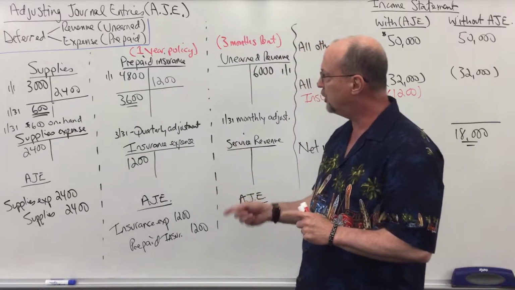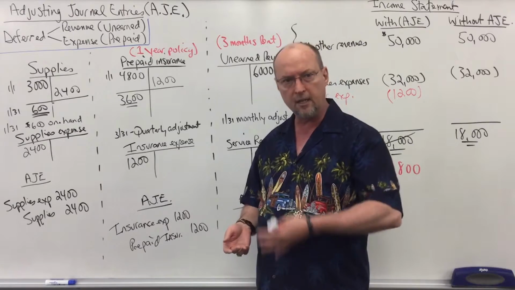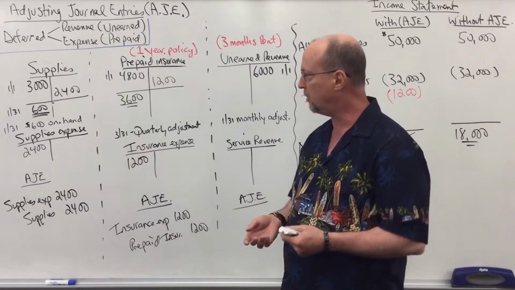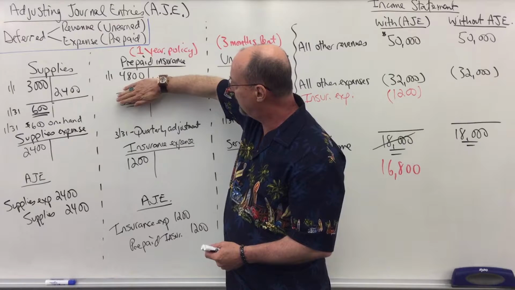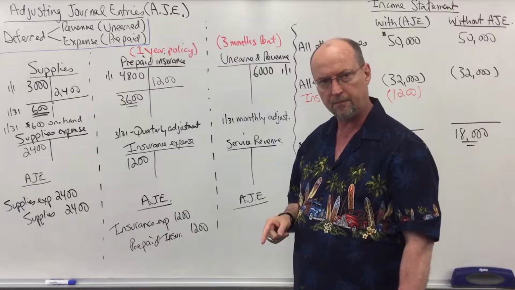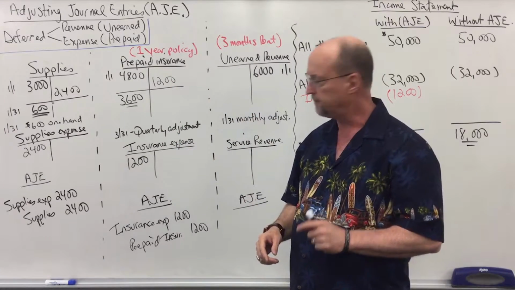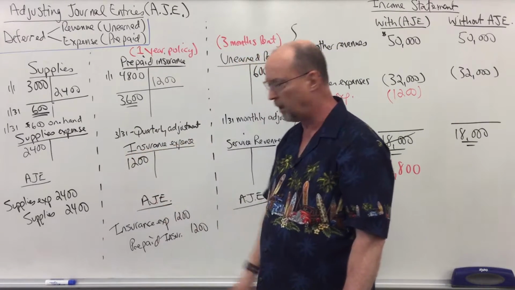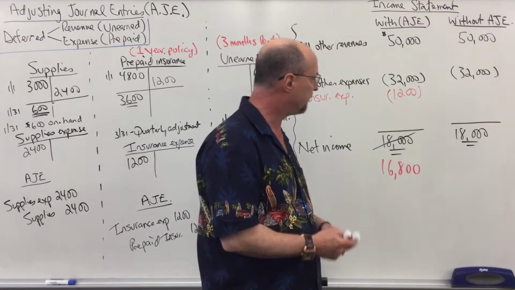If I did not adjust prepaid insurance, because remember, what happens when an insurance policy expires? You renew it and you pay again. So at the end of 3 months, I've used 3 months of insurance. If I did not record this adjusting journal entry, I'd think that I still had $4,800 of prepaid insurance as an asset. I don't. I have $3,600 worth. So my assets would be overvalued if I didn't record the adjusting entry. And my insurance expense would be lower than it should be. It should include $1,200. My expenses would be undervalued over here.